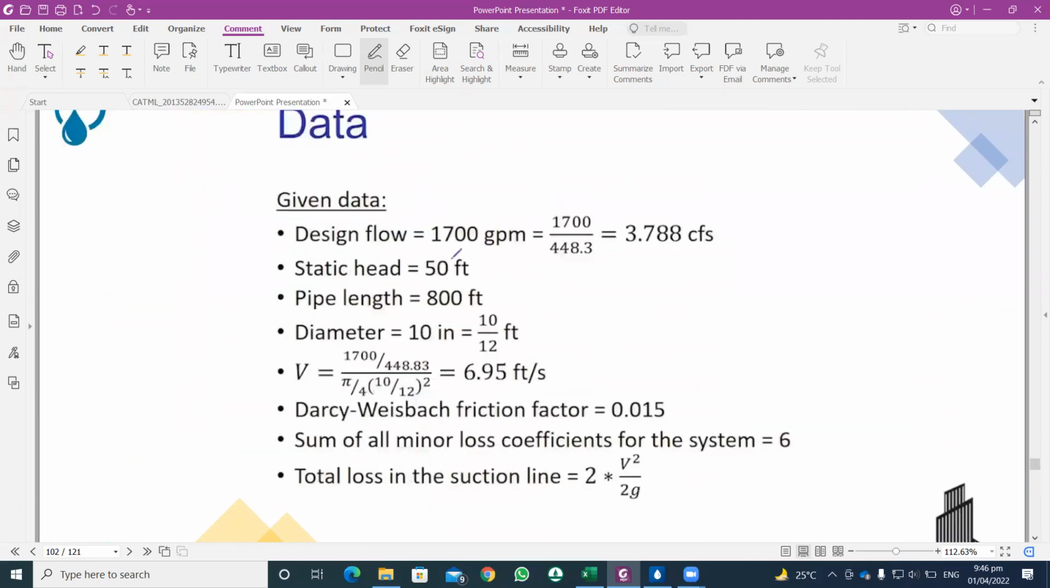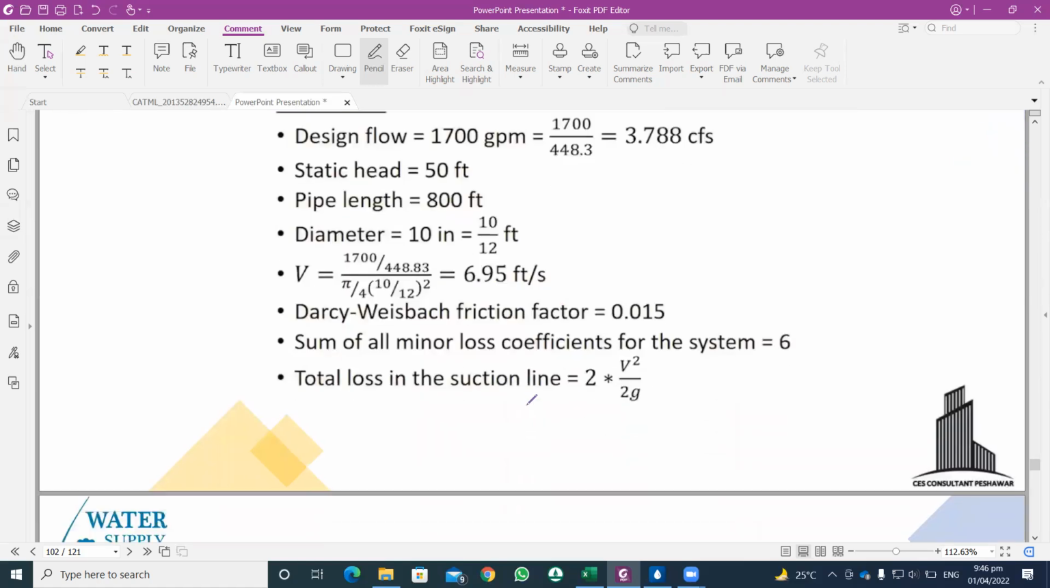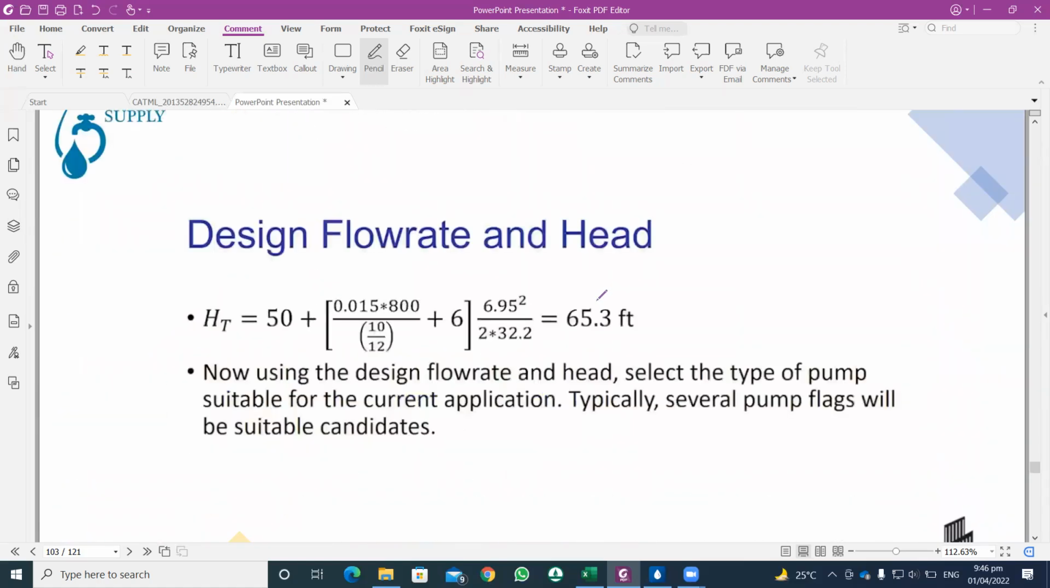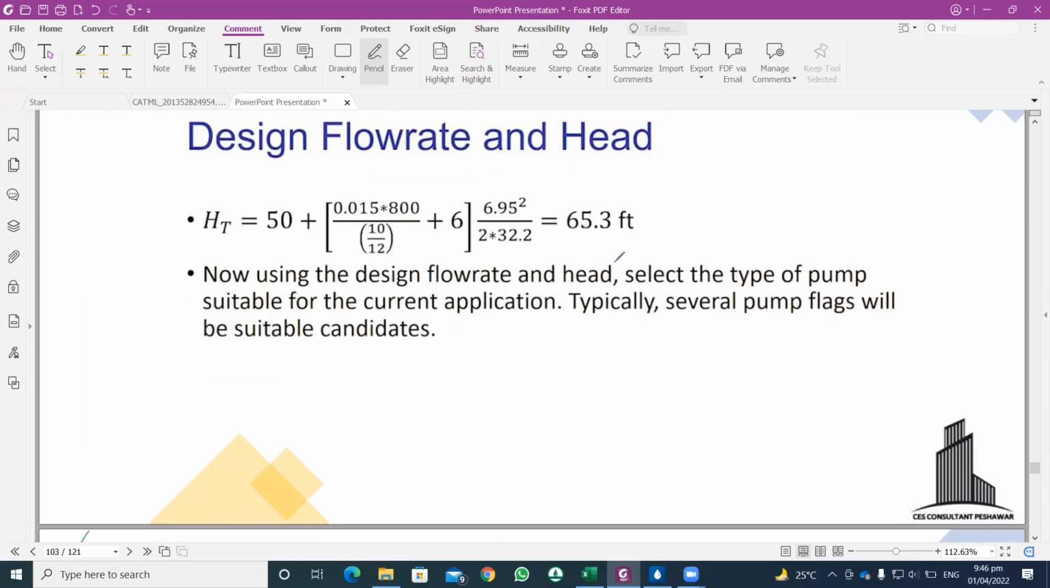The flow is given, the static head is given, the length of the pipe is given, the diameter is given. Based on that, we will calculate the velocity. Friction factor is also given. So these are the given values. Based on that, we will calculate the system head using this equation, as I have shown you in the previous slide. This amount of head is required. This equation is generally what we will use in order to select a pump for our water supply network.